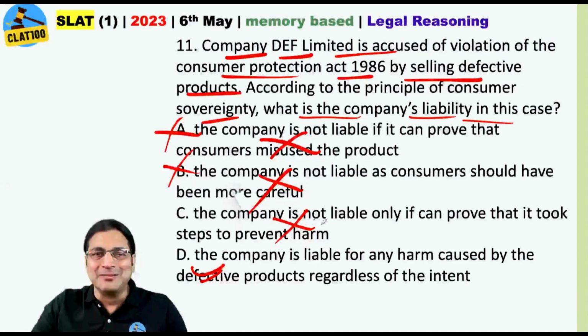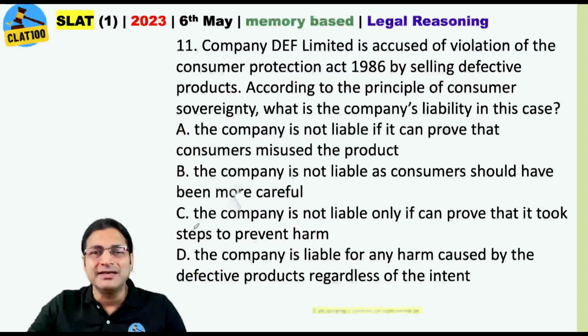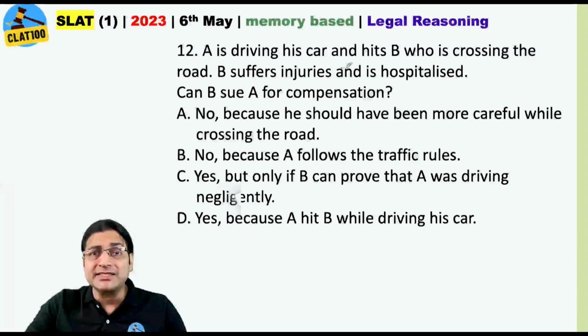Alright. The company is not liable only if it can prove that it took steps to prevent harm. But you will take steps to prevent harm if the product is defective. Right? So this also indicates this. Taking steps to prevent the harm would not help you. Answer is D. A is driving his car and hits B who is crossing the road. B suffers injuries and is hospitalized. Can B sue A for compensation?